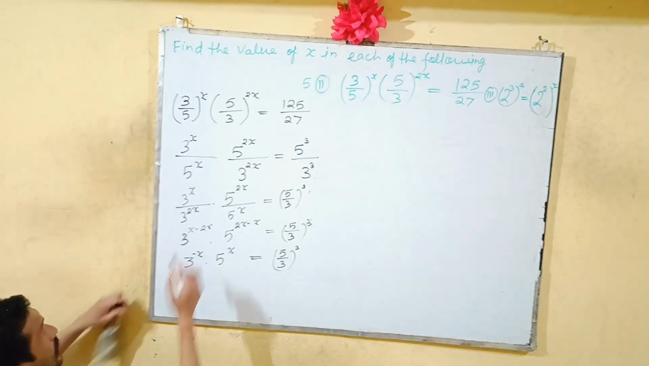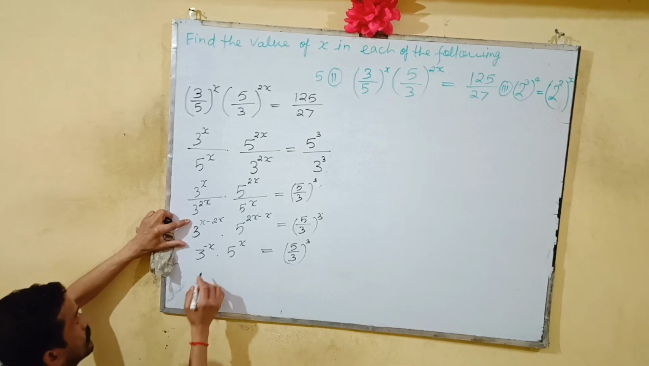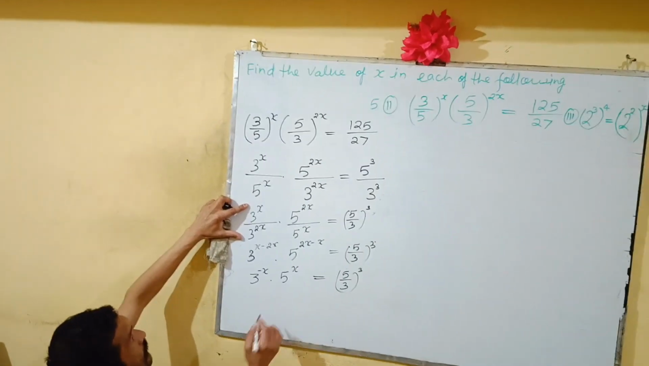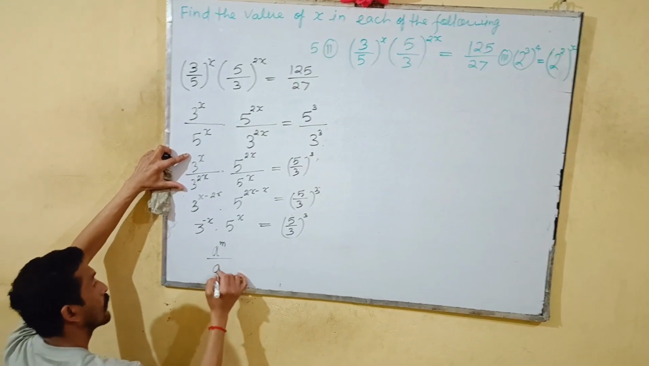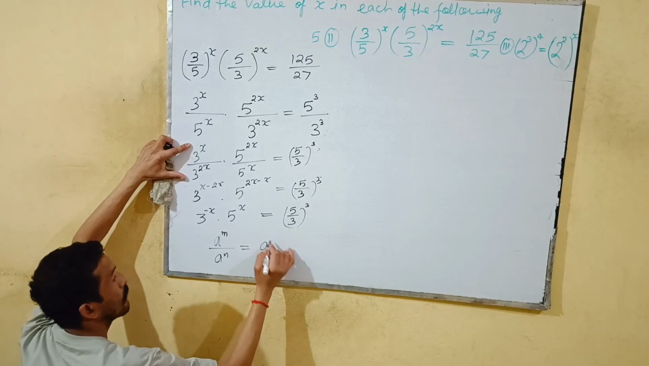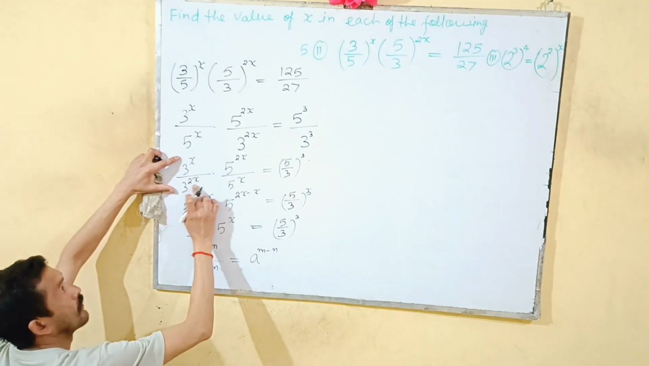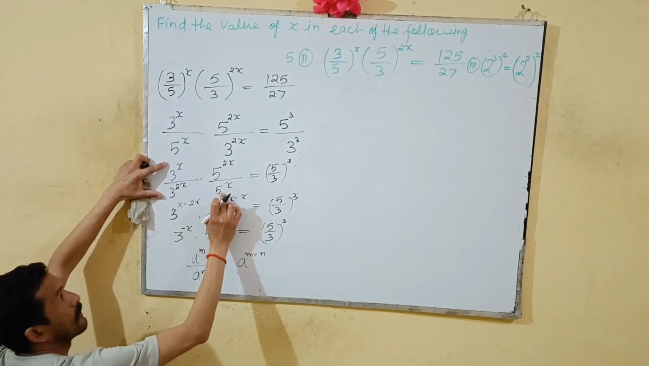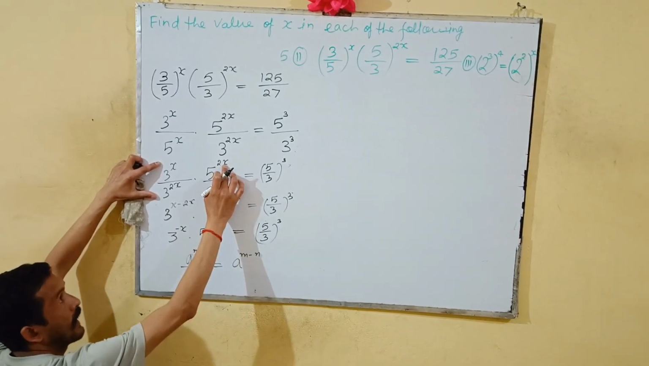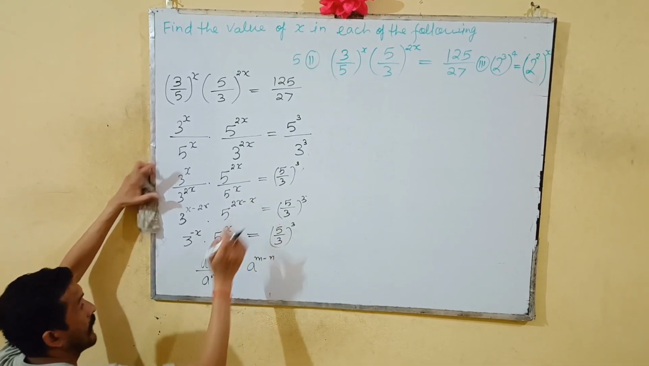Now by which rule did this happen? This one. Okay. By which rule? a to the power m upon a to the power n equals a to the power m minus n. a to the power m upon a to the power n equals a to the power m minus n, same here too. Okay, a to the power m upon a to the power n equals a to the power m minus n.